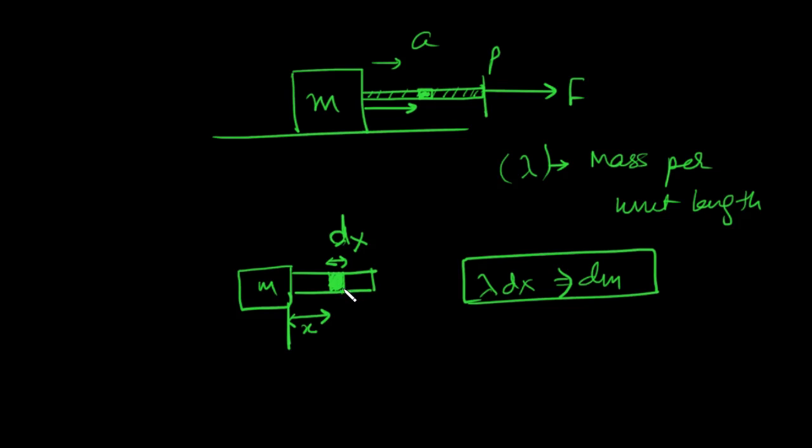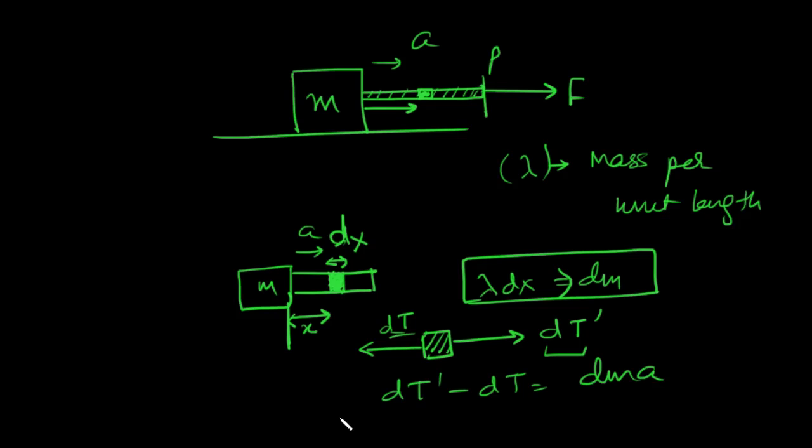Now I want to draw the free body diagram of this small portion. As I told you earlier, in the free body diagram we only depict the forces applied on the mass, not by the mass. So the forces on the mass are the tensions from the two sides. Say these are different, for example this is dT dash and this is dT. Since the rope is also accelerating with the mass, this force is more than this. So dT dash minus dT is equal to dm into a.